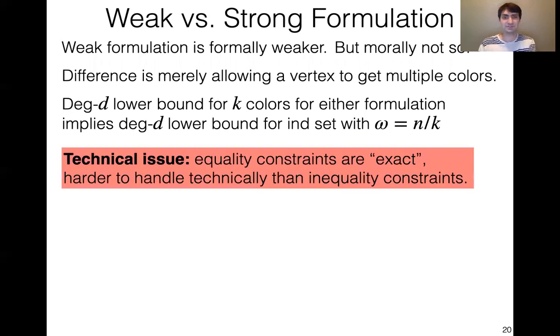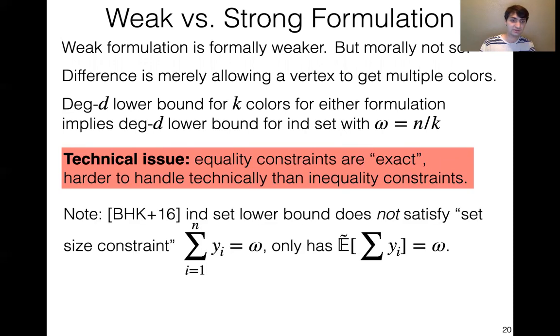But the technical issue as to why we can't get the strong constraints to be satisfied is that these equality constraints are exact, meaning they need to be exactly 0, and this becomes just harder to handle technically than inequality constraints. And this is an issue even observed in the independent set lower bound, where the BHK plus lower bound did not satisfy a very natural set size constraint of saying the sum of all the yi's should be equal to omega, meaning that the independent set you sample should always have size exactly omega, but it only satisfied this in pseudo expectation. And in fact, in this case, it didn't affect anything.